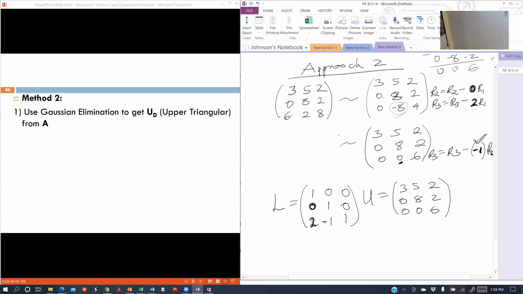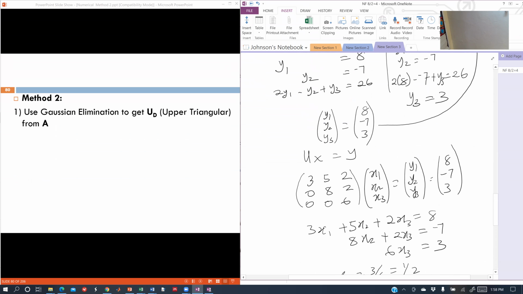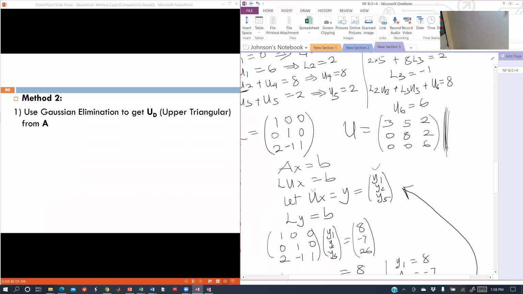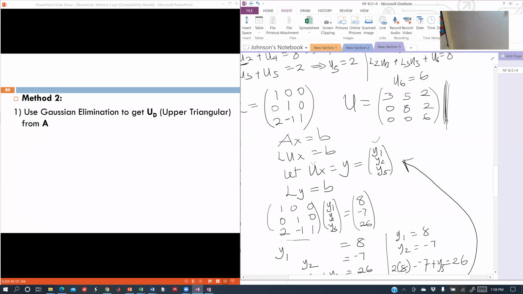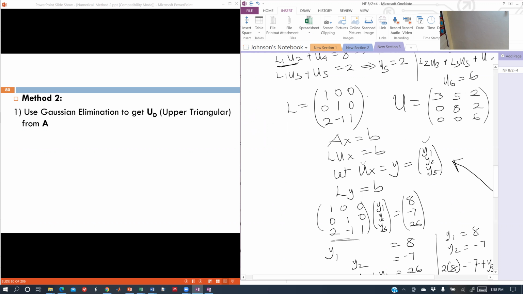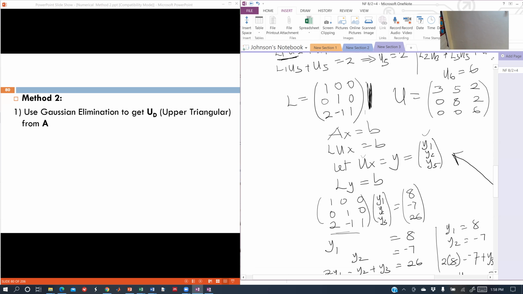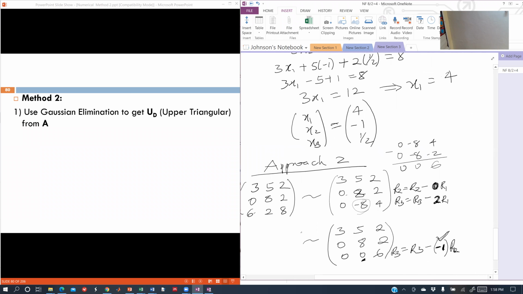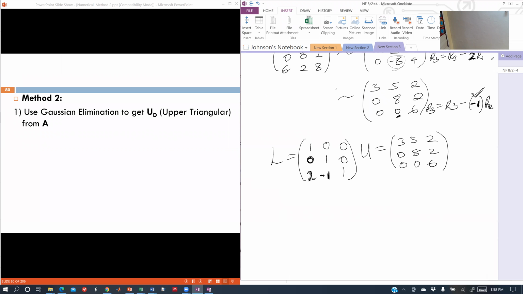Look at this lower triangular matrix and compare it to the one we had from the previous session, which is this one. This particular lower triangular, 1, 0, 0, 0, 1, 0, 2, -1, 1, is the same thing as this lower triangular we have, 1, 0, 0, 0, 1, 0, 2, -1, 1.